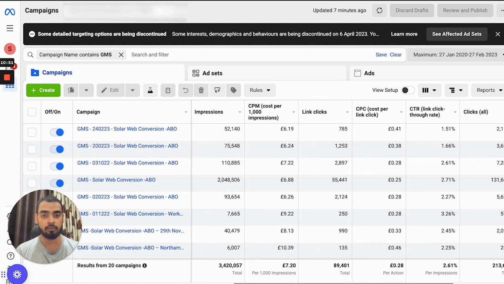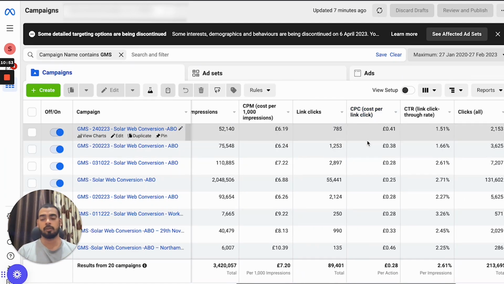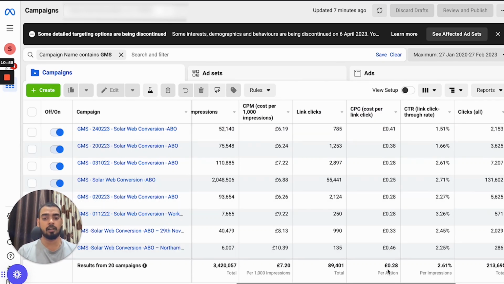So let's look at this interesting metric, which is cost per click, CPC, which is very, very low. I have worked with hundreds of solar companies, solar clients, but this CPC is outstanding. You also have to take note that this campaign has been running for probably over one year, about two years. So to maintain a cost per click of 0.28 pounds is very impressive, and the team has done a wonderful job.